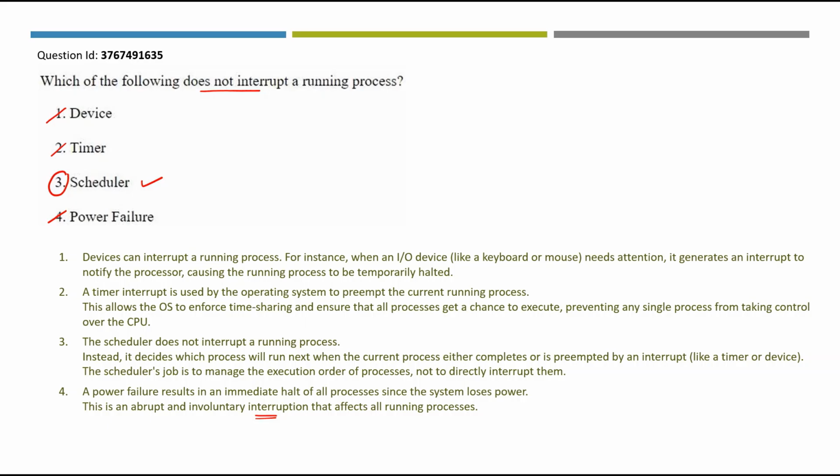When you are learning which does not do some task, always learn about the other options which are involved in doing that particular task, because it might be helpful for you in some other question paper.